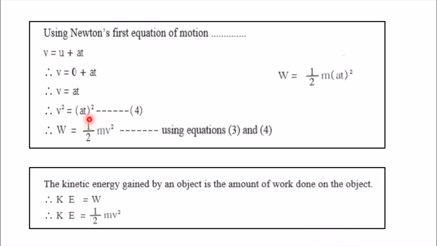Now we had found out that W is equal to half m (at) square. So now here, instead of (at) square, we can use v square, as (at) square is equal to v square. Both are the same. Instead of v square, I can write (at) square, and instead of (at) square I can write v square. So here, in place of (at) square, we are writing v square. So what we got is that work is equal to half m, and instead of (at) square we are writing v square. So work is equal to half mv square. This we got till here.